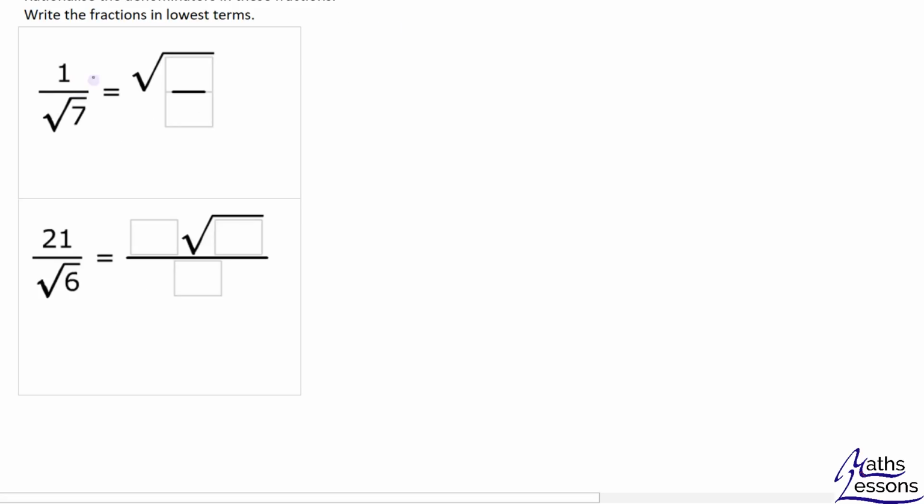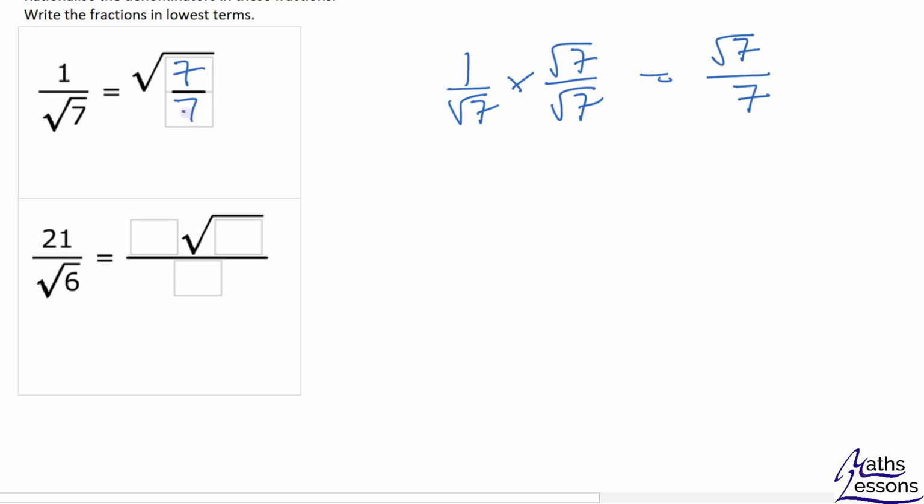Right, so the way to do it is you times by whatever's on the bottom. So 1 over square root of 7, times top and bottom by the square root of 7. You do not change it because you're effectively timesing by 1. So 1 times the square root of 7 is the square root of 7. Square root of 7 times the square root of 7 is 7. So our answer is square root of 7 over 7.